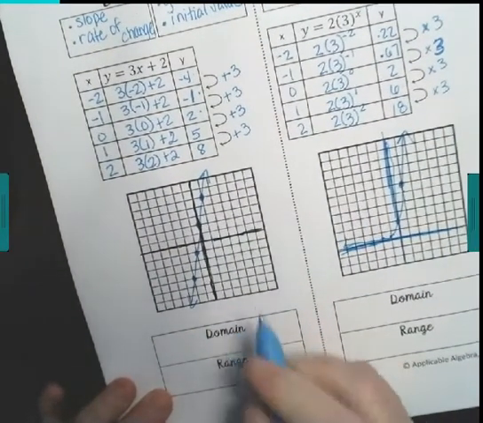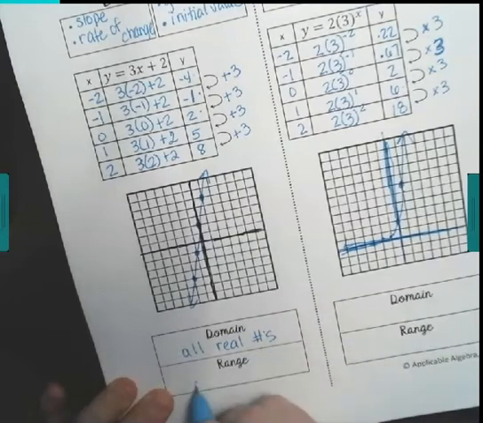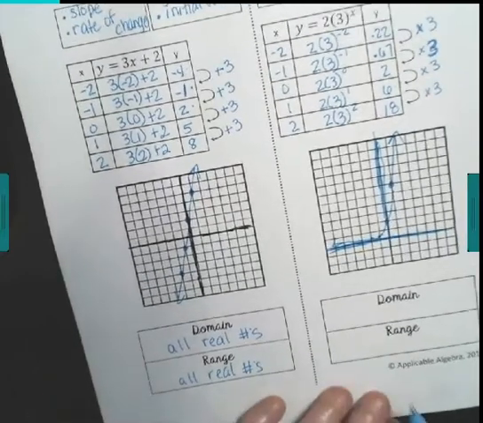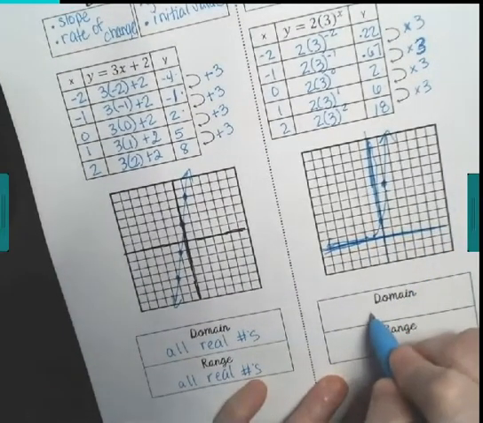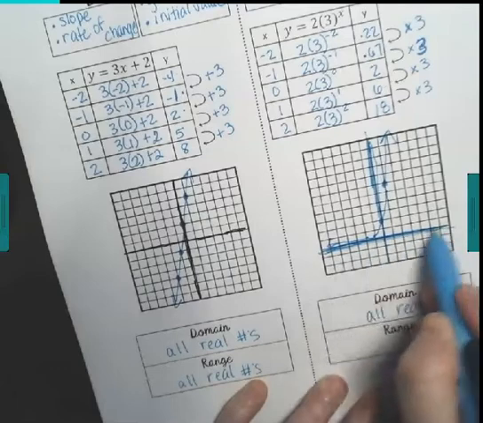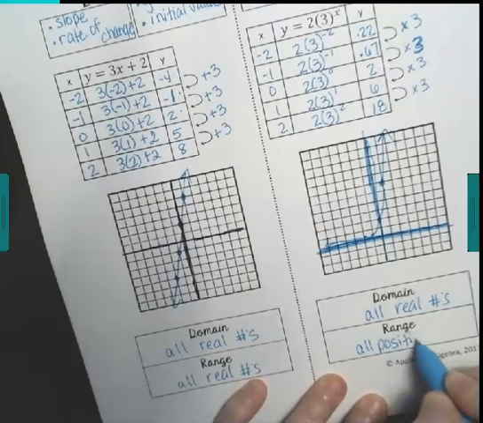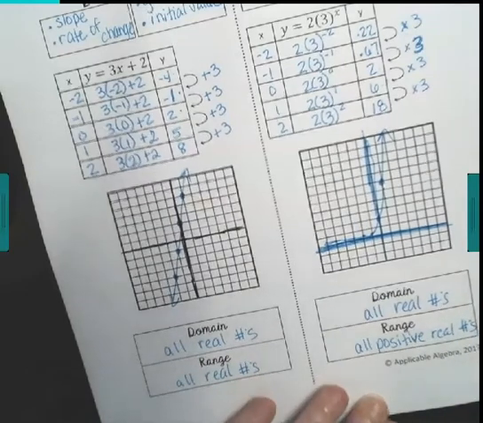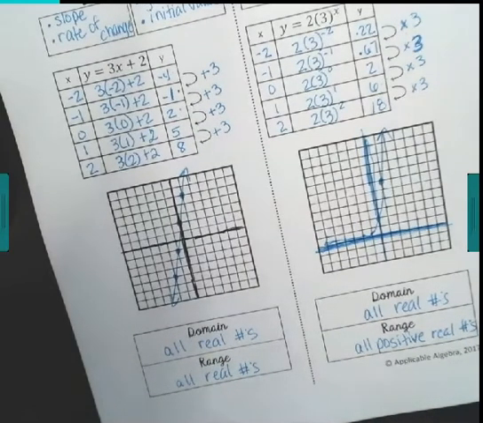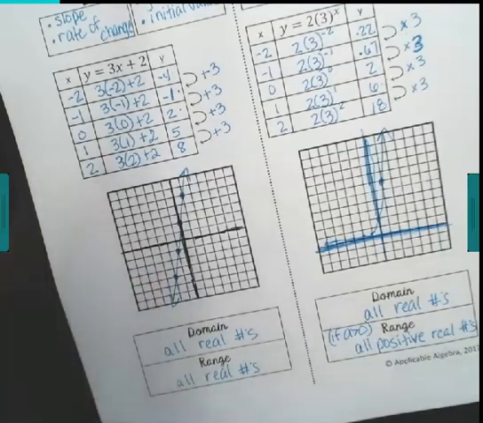The domain and range for a linear function is always all real numbers, because we go from negative infinity to infinity in both directions. But for this exponential function, while the domain is all real numbers, you can see the range doesn't go below the x-axis. So this would be all positive real numbers. And this is only when a is greater than or equal to 0, which it is in this case.